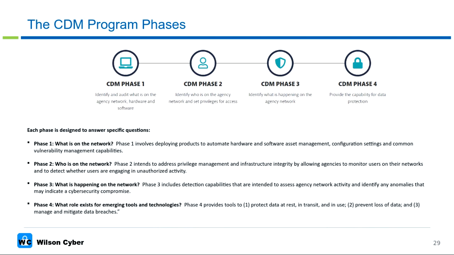Phase 3, what's happening on the network, includes detection capabilities that are intended to assess agency network activity, identify any anomalies that may indicate cybersecurity compromise. And then phase 4, what role for emergent tools and technologies, provides tools to protect data at rest, in transit, in use, prevent data loss, and manage and mitigate data breaches.